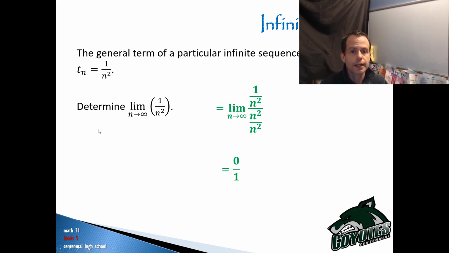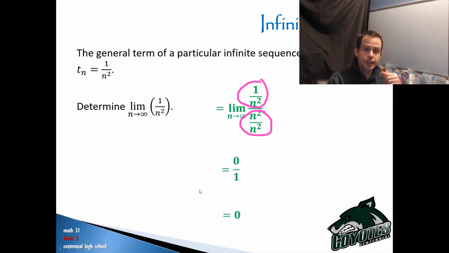Okay, this guy here becomes 0 and that guy there becomes 1. Okay, 0 divided by 1 is 0, so the limit is 0. So as n approaches infinity, algebraically, we have determined that the limit will be 0. Okay, and we saw that visually just on the previous slide.